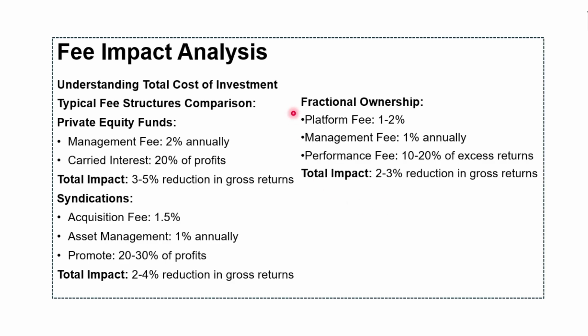And then we have fractional ownership platforms. So platform fees are 1 to 2%, management fee is 1% annually, and performance fee is 10 to 20% of excess returns. So total impact will be somewhere around a 2 to 3% reduction in the gross return. So in all the three, you can clearly see that there is a management fee, and you can estimate that it will be coming out from the profit, and it will be given to the management for doing their work.